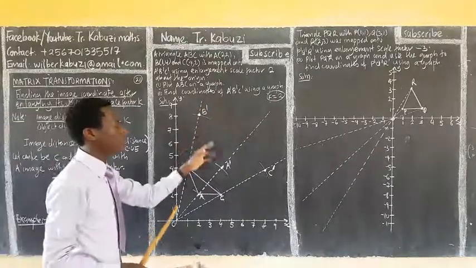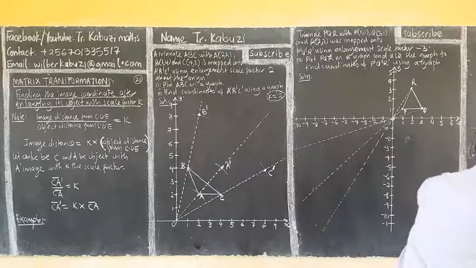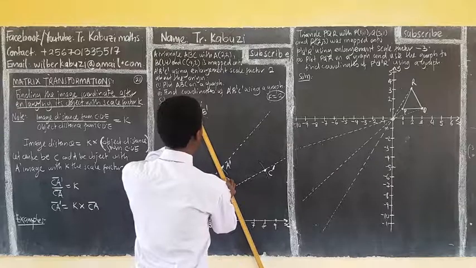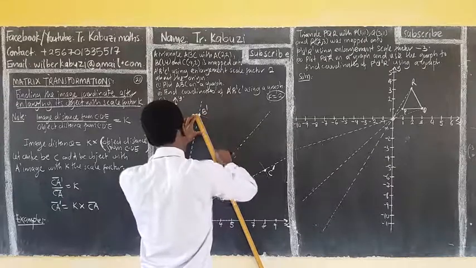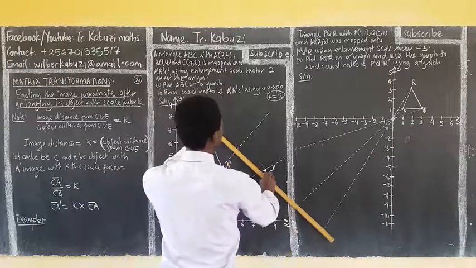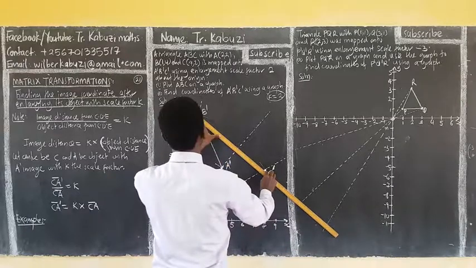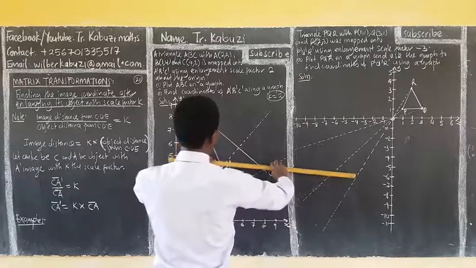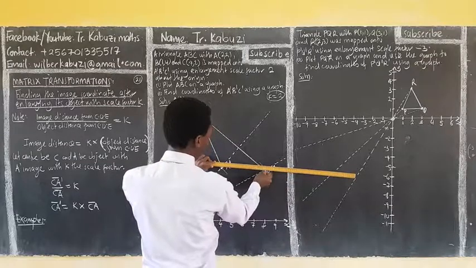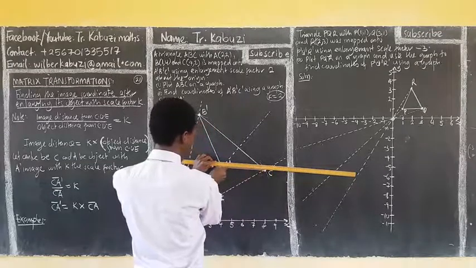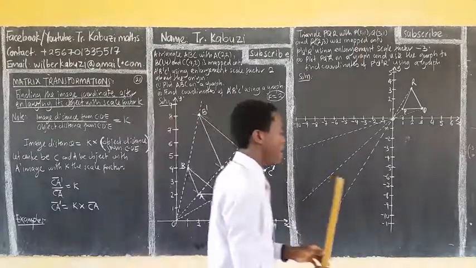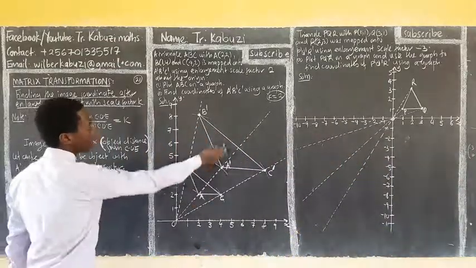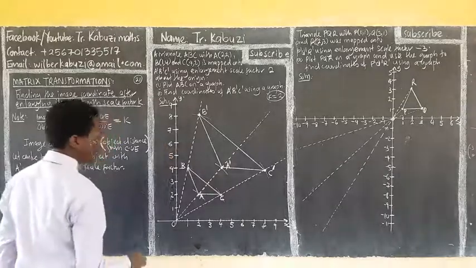Now, you get your ruler and join those 3. I join from here to here, and also this one. So that is now my new triangle, the image triangle. After doing that, the image is 2 times the object. Now, to get the coordinates, you just read them off.